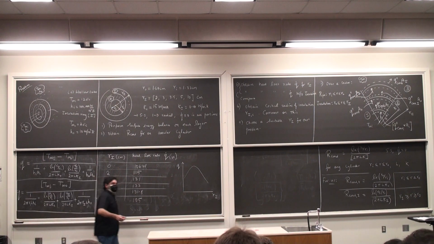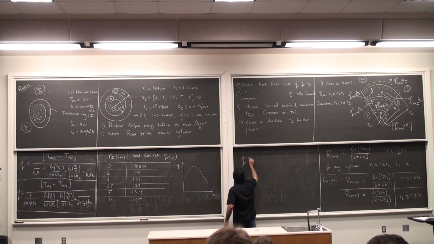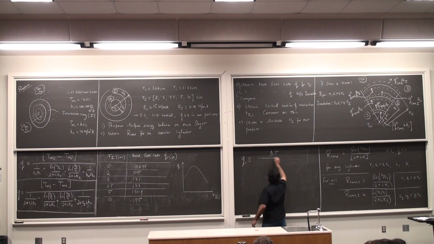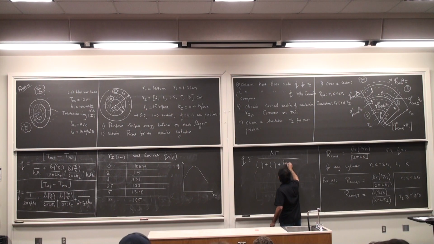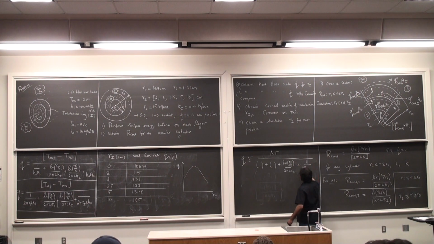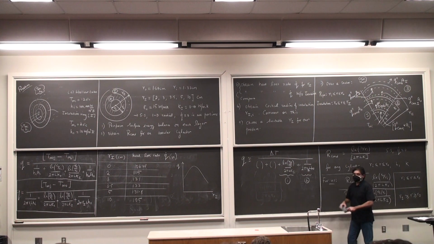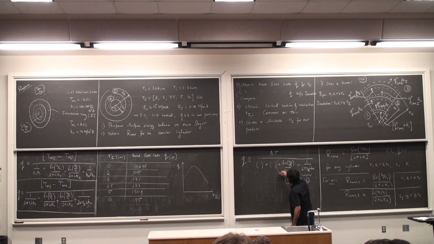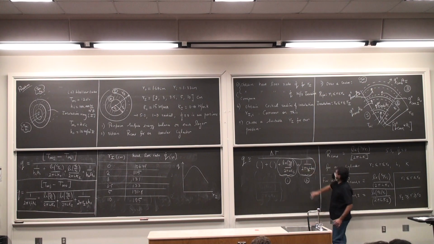Okay, so let me just say approximately, Q is delta T by all of the other things, and then ln of Ri by R naught over 2 pi L Ki plus 1 over 2 pi Ri L H naught. Alright, so this is term 1, term 2. This entire thing is term 1. This entire thing is term 2.